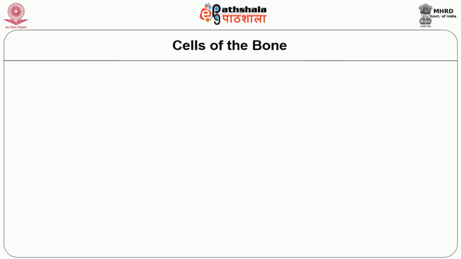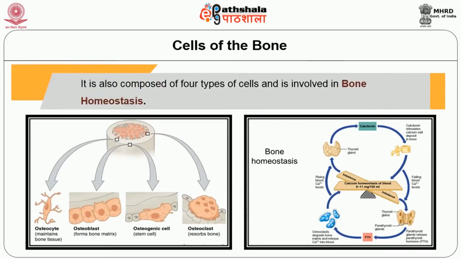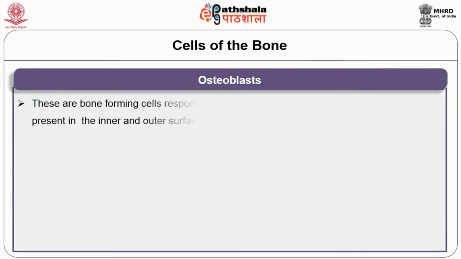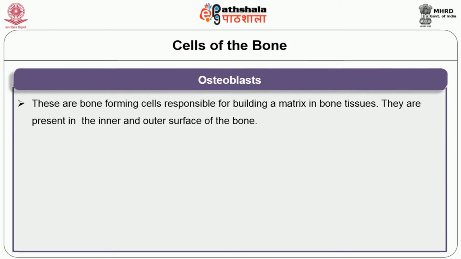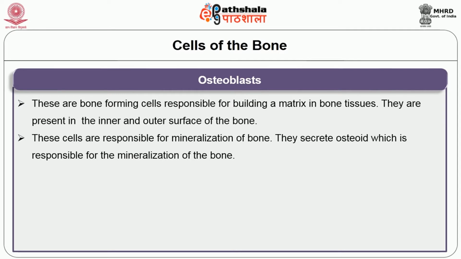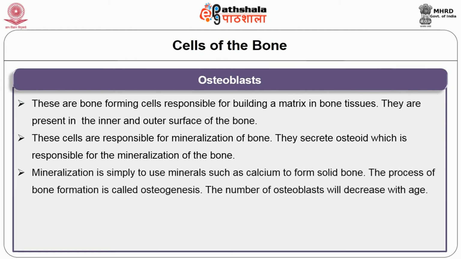Cells of the bone. Bone is composed of four types of cells and is involved in bone homeostasis. The first one is the osteoblast. Osteoblasts are bone forming cells responsible for building a matrix in bone tissue. They are present in the inner and outer surface of the bone. These cells are responsible for mineralization of bone. They secrete osteoid, which is responsible for the mineralization of the bone. Mineralization is simply to use minerals such as calcium to form solid bone. The process of bone formation is called osteogenesis.